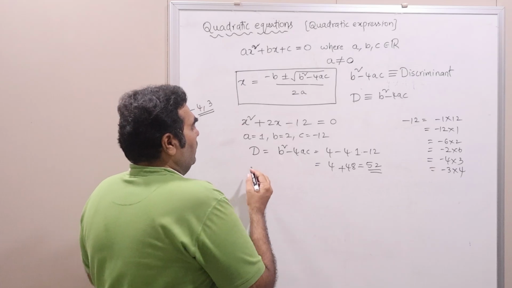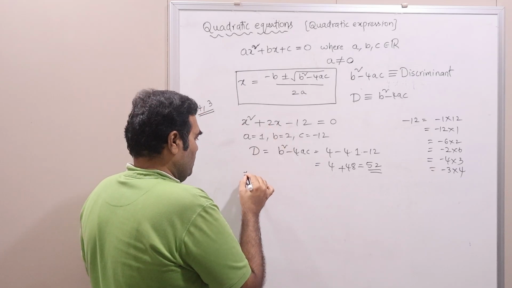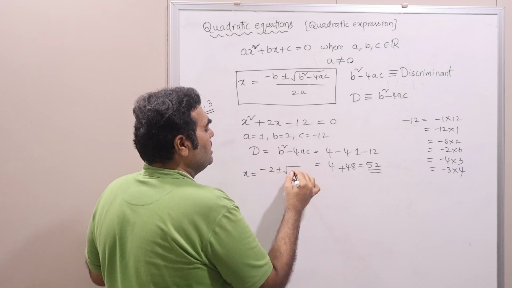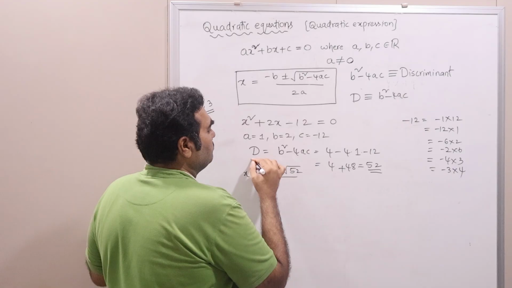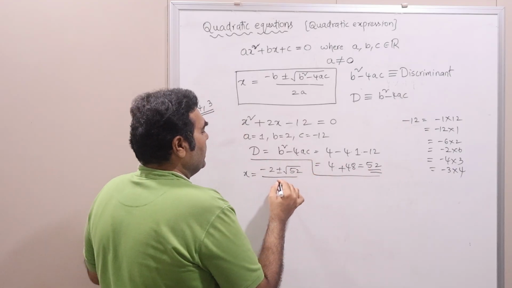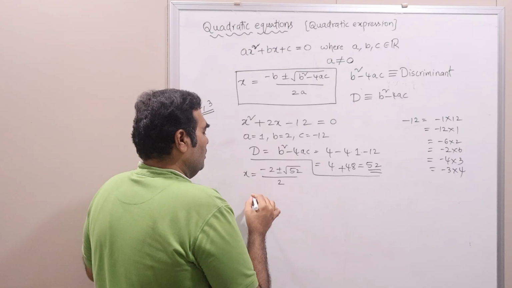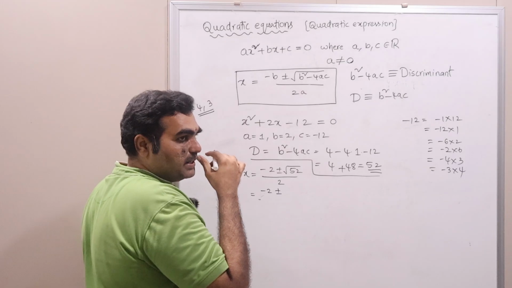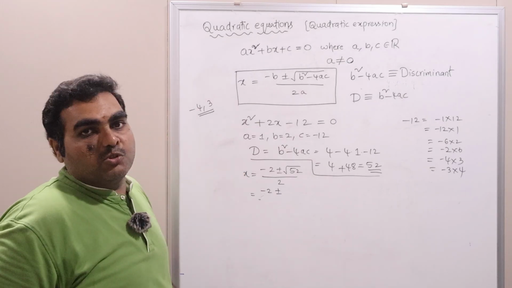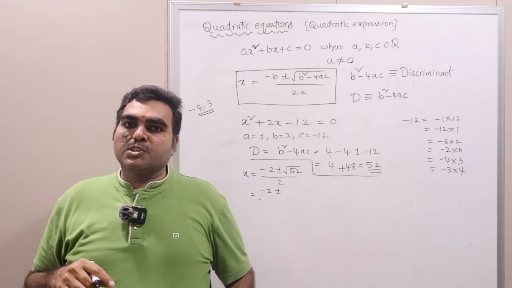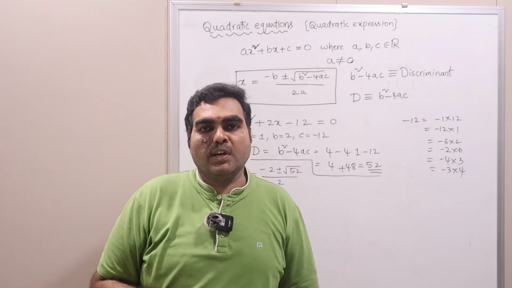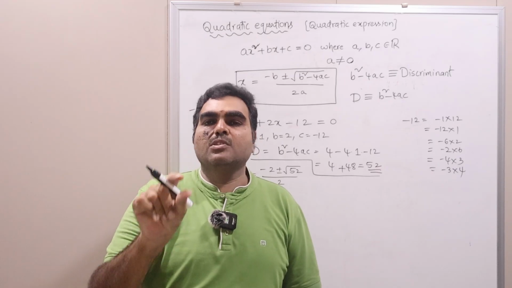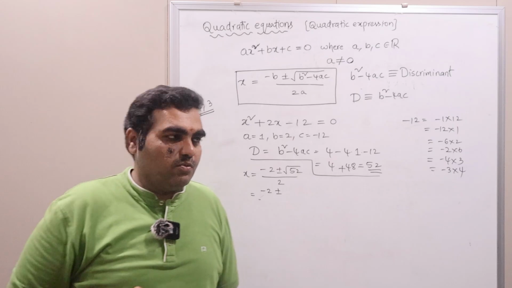Right. Now let us apply the formula. x is equal to minus b plus or minus square root of d, which is 52, by 2a, 2 into 1, 2. So this is equal to minus 2 plus or minus square root of 52. How can I write? What are the factors? Square root of 52. First of all, is it a perfect square? The answer is no, it's not a perfect square, right? So what are the alternatives? You can reduce the complexity by factorizing 52, right?